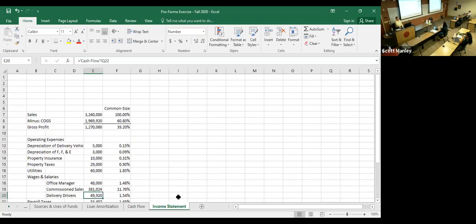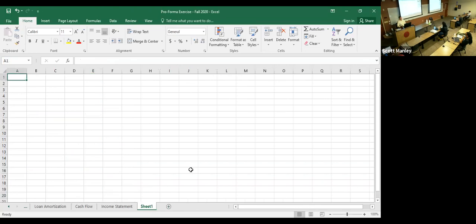That's the income statement, y'all. The next one is the balance sheet. Okay. And it's actually balance sheets. Okay. So I add a tab.